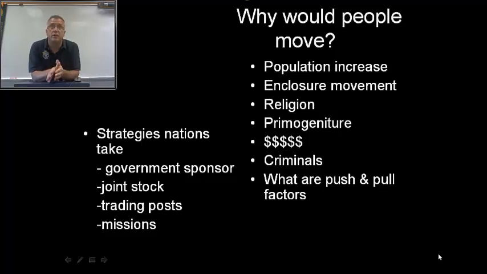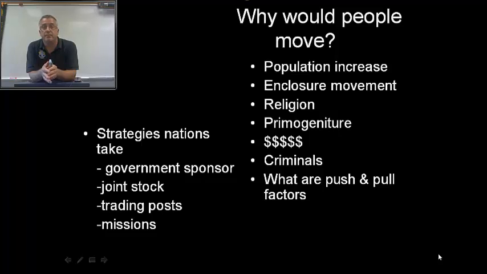Okay, so we've discussed push and pull factors, the reasons people leave. Now, nations are going to take different approaches. They're going to have different strategies in how they go about getting people over here and establishing colonies and what the nation's role is in the colony. In the New World, we talk mostly about 4 different colonizers: the Spanish, the French, the English, and the Dutch. Now, Portugal's down in Brazil, but it doesn't really affect us in this course at all. The Dutch are going to be in New York. New York is originally a Dutch colony.